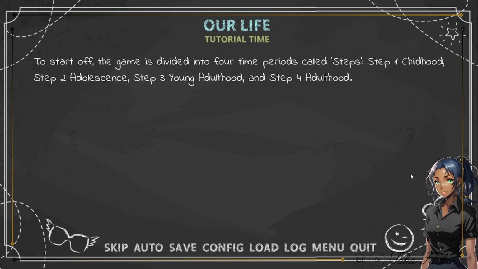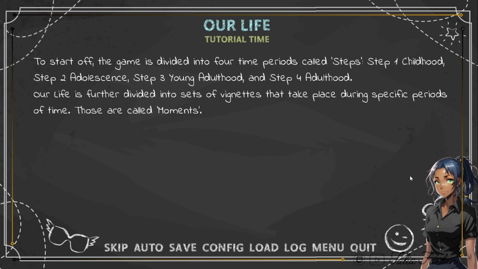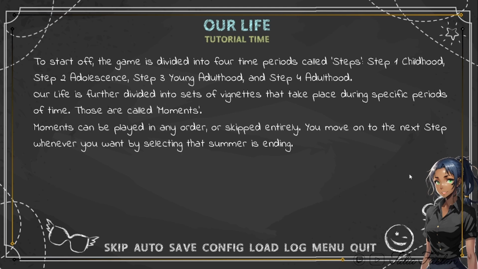Okay, to start off, the game is divided into 4 time periods called steps. Step 1, childhood, Step 2, adolescence, Step 3, young adult, and Step 4, adult. Our life is further divided into sets of vignettes that take place during specific periods of time. Those are called moments. Moments can be played in any order or skipped entirely. You move on to the next step whenever you want by selecting that summer is ending.